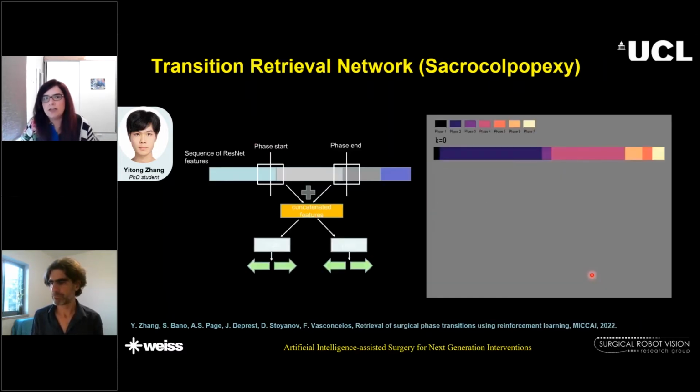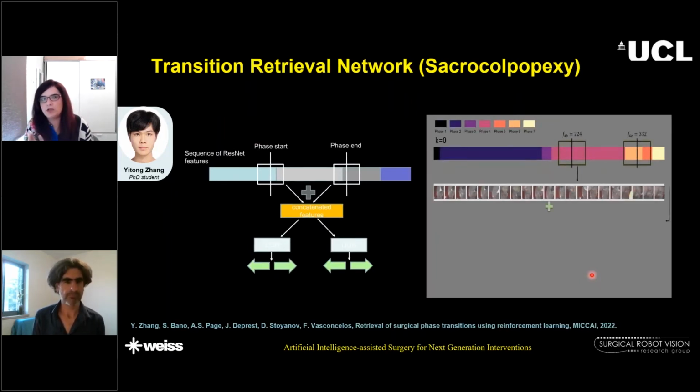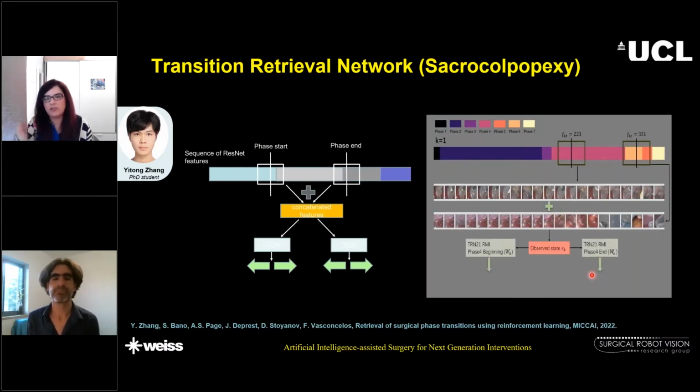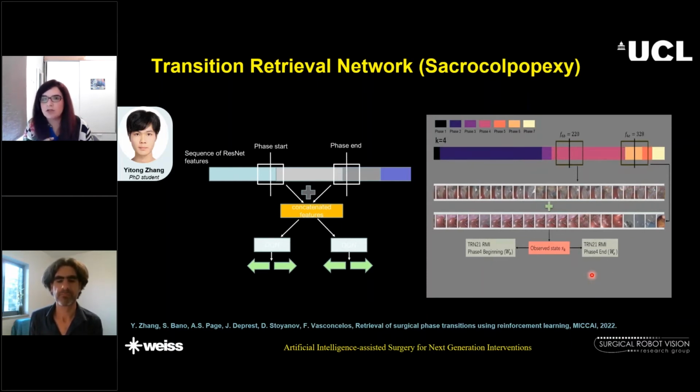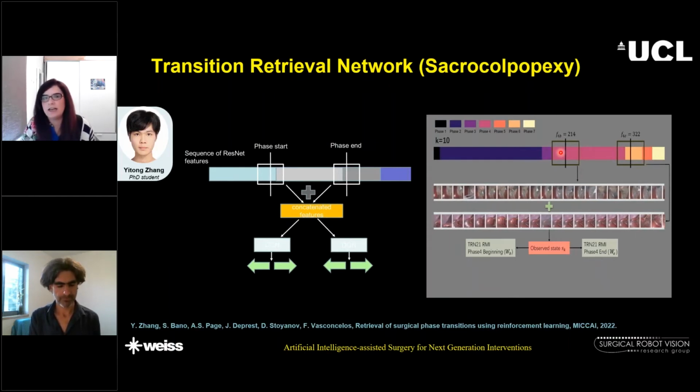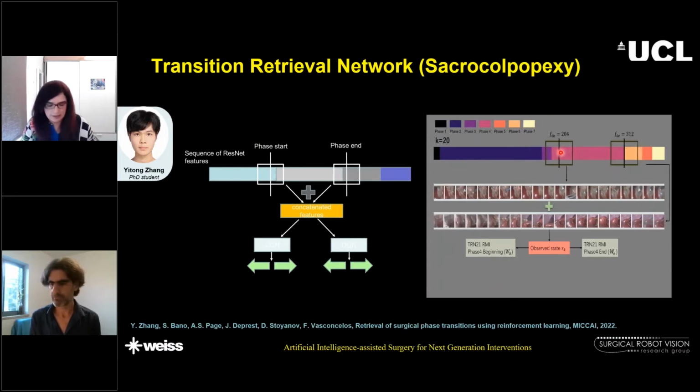But then very recently, we came up with an approach which is based on transition retrieval rather than classifying each segment or each frame into the workflow class it belongs to. We started looking at finding where one phase transitions into another, so the start and end of a phase. For this, we used reinforcement learning and the Q-learning technique, and this is one of the works that we will be presenting at MICCAI this year.